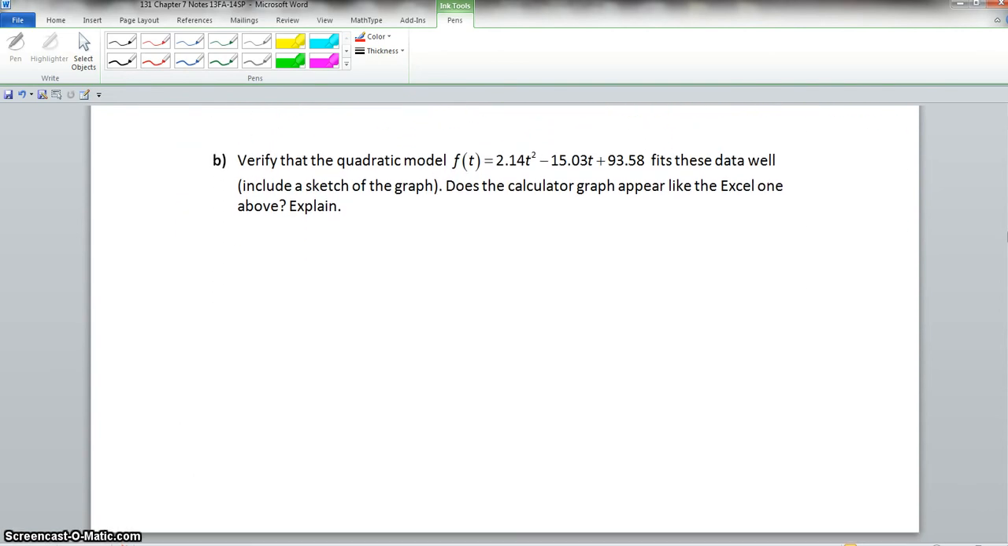Okay, now we go here to B. It says here, verify the quadratic model. F of t is equal to 2.14 t squared minus 15.03 t plus 93.58 fits these data well. Include a sketch of the graph. Now, does the calculated graph appear like the Excel one above? Explain. Now, we're going to use the calculator to draw a scattergram.